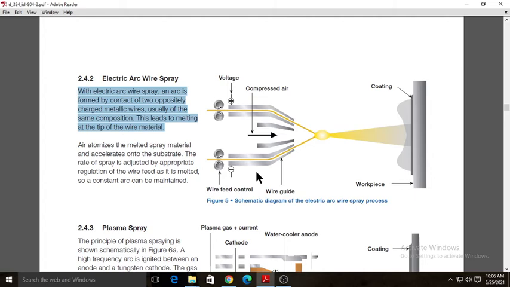The disadvantages of this electric arc wire spray are that only electrically conductive metal wire can be used. So here the disadvantage is that we cannot spray non-conductive substances. Large amounts of dust and fumes are produced, hence causing health hazards to the operator. Coating quality is lower than the plasma and HVOF processes. Then it has high porosity and lower bond strength.